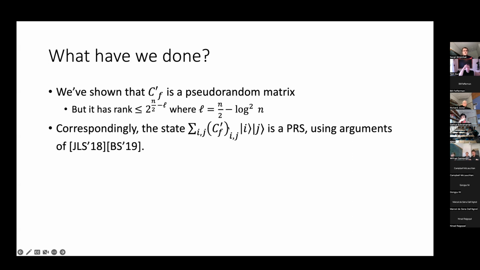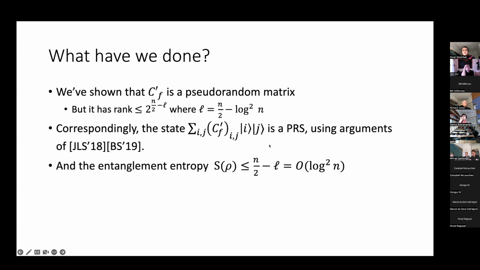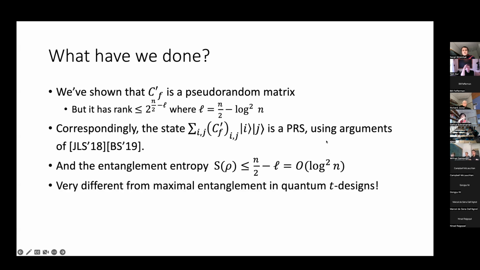And therefore, we know that if we have the binary phase state construction, which is specified by a pseudo-random function, that's a computationally pseudo-random ensemble of quantum states. But yet the entanglement entropy is upper bounded by log squared n, which is pretty exciting because it's very different from the maximal entanglement, essentially n entanglement, that we see in quantum t-designs.